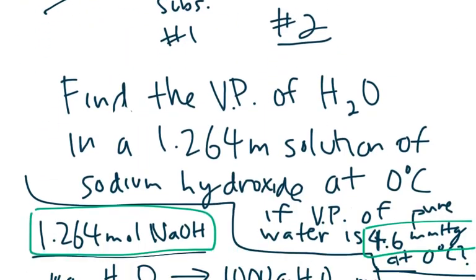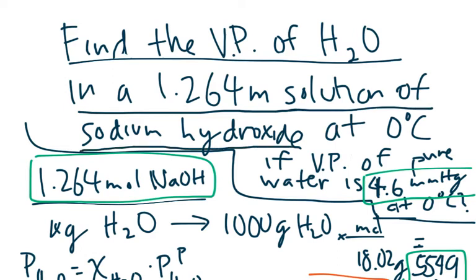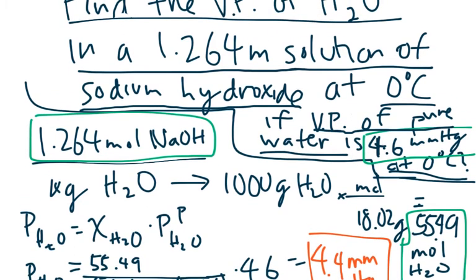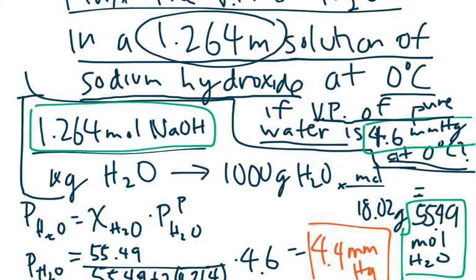So let's do a question. Find the vapor pressure of water in a 1.264 molality solution of sodium hydroxide at 0 degrees Celsius if the vapor pressure of pure water is 4.6 millimeters of mercury at 0 degrees Celsius. So we have a bunch of information, and I'm going to dissect the things I need. So I'm going to dissect 1.264 lowercase m, because that stands for 1.264 moles of sodium hydroxide for every kilogram of water. So I have two valuable pieces of information that will help me solve this problem.